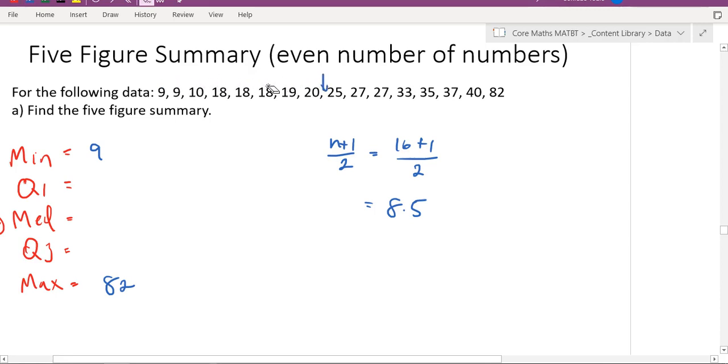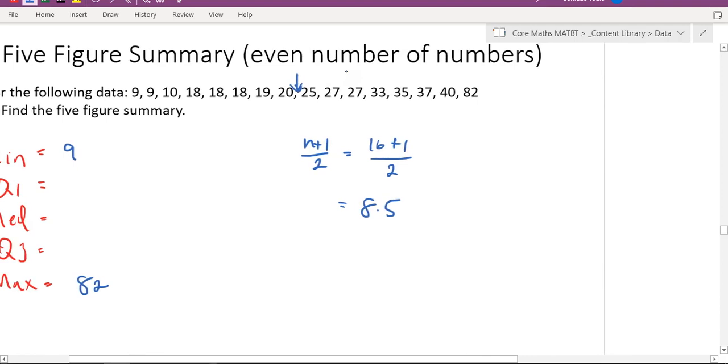So that means my median is between 20 and 25. If your median is between two numbers, all you have to do is add these two together, and then you divide it by 2. Okay, so it's going to be 20 plus 25 divided by 2, and it is 22.5. Okay, so my median is right there, 22.5.